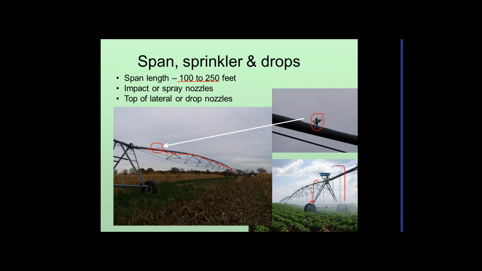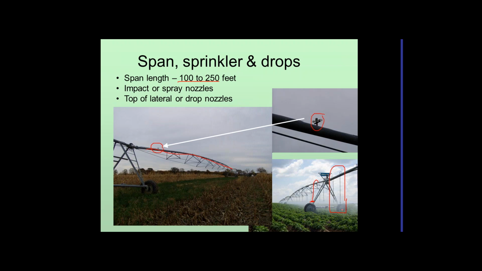This one over here is showing a drop nozzle. The object of a drop nozzle is to get it down closer to the ground so it spends less time in the air to reduce both loss because of wind and loss because of evaporation. Here in Wisconsin, we don't have a lot of evaporation loss. We can have wind loss, but typically not a lot of evaporation loss.